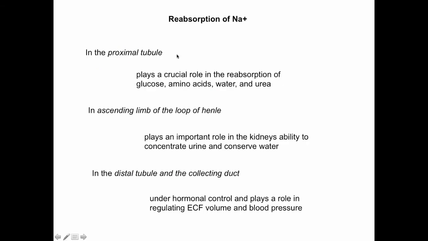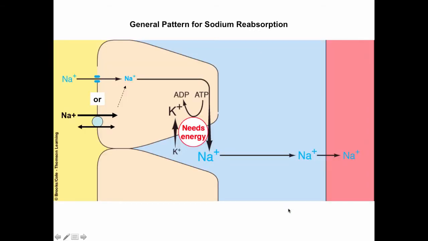Okay. So sodium reabsorption plays a really important role in every part of the tubule. In the proximal tubule, it plays a critical role in the reabsorption of glucose, amino acids, water, urea, and several other substances. Okay? And we'll talk about more of that in a moment. In the ascending loop of Henle, it plays an incredibly important role in the kidney's ability to concentrate urine and conserve water. In the distal tubule and the collecting duct, sodium reabsorption is actually under hormonal control, and it plays a role in regulating ECF and plasma volume and blood pressure. Okay, so very big job for this little electrolyte.